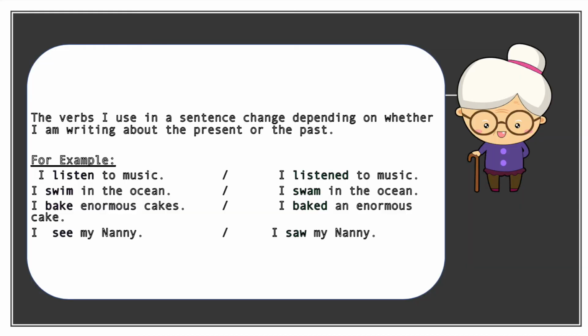So I've changed the verbs in these sentences to go from present tense to past tense. So it means I've said that I'm doing them right now in the present, and then I've spoken about them because I'd done them in the past. So I listen to music, or I listened to music. I swim in the ocean, or I swam in the ocean. I bake enormous cakes. I baked an enormous cake. I see my nanny, or I saw my nanny.